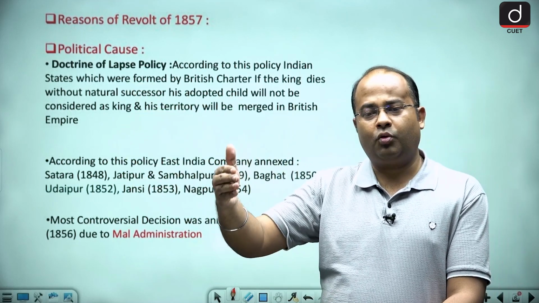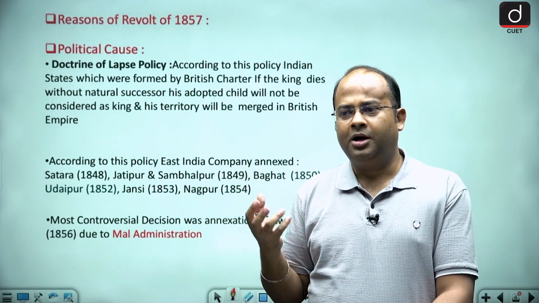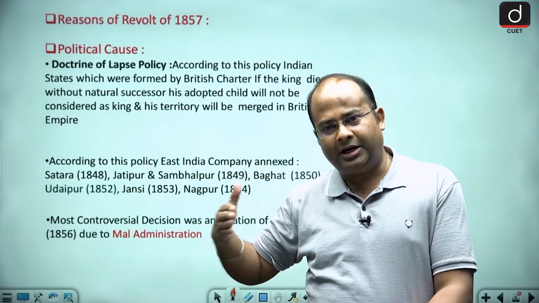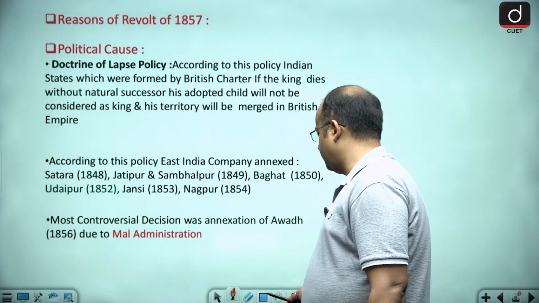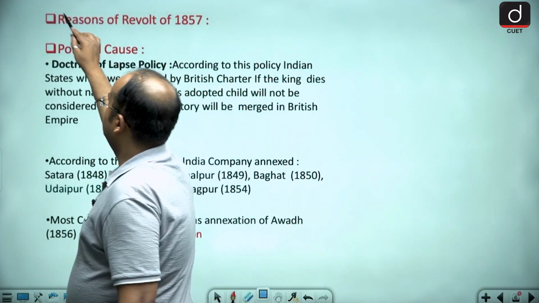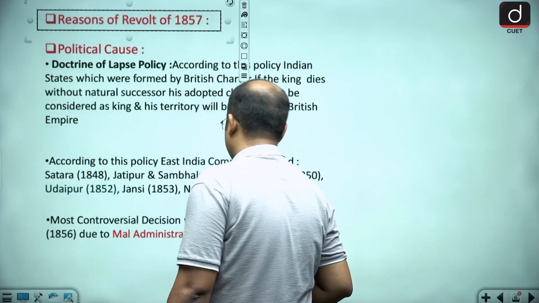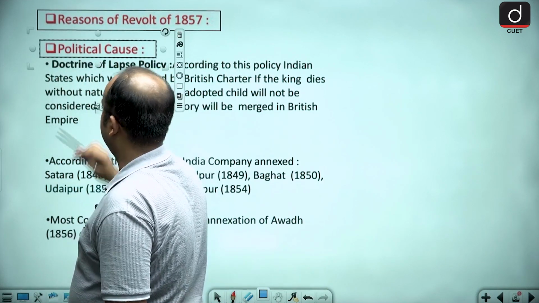So, we will inquire into multiple reasons for this revolt, because a revolt is not something that can be started just for one or two reasons. There were multiple reasons running in the background that resulted in the revolt of 1857. So, here I will be discussing with you the reasons for the revolt of 1857. First reason is, guys, political reason or political cause.